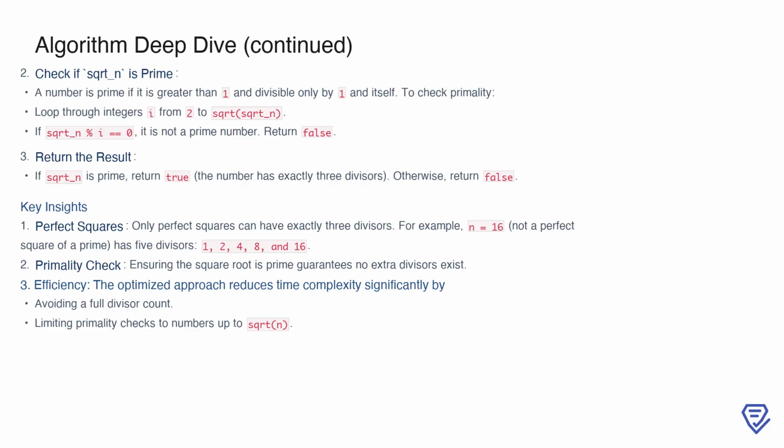A number is considered prime if it is greater than 1 and divisible only by 1 and itself. To check this, we loop through integers starting from 2 up to the square root of n. If any number in this range divides the square root of n evenly, it is not prime, and we return false. If no divisors are found, the square root is prime, and we return true, indicating that n has exactly 3 divisors. This optimized approach not only ensures correctness but significantly reduces the computational complexity compared to the brute force method.